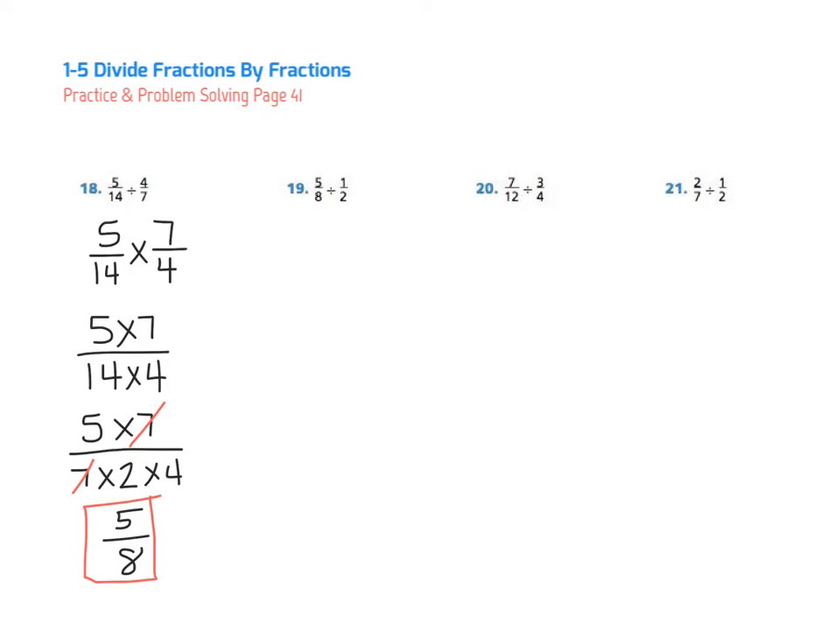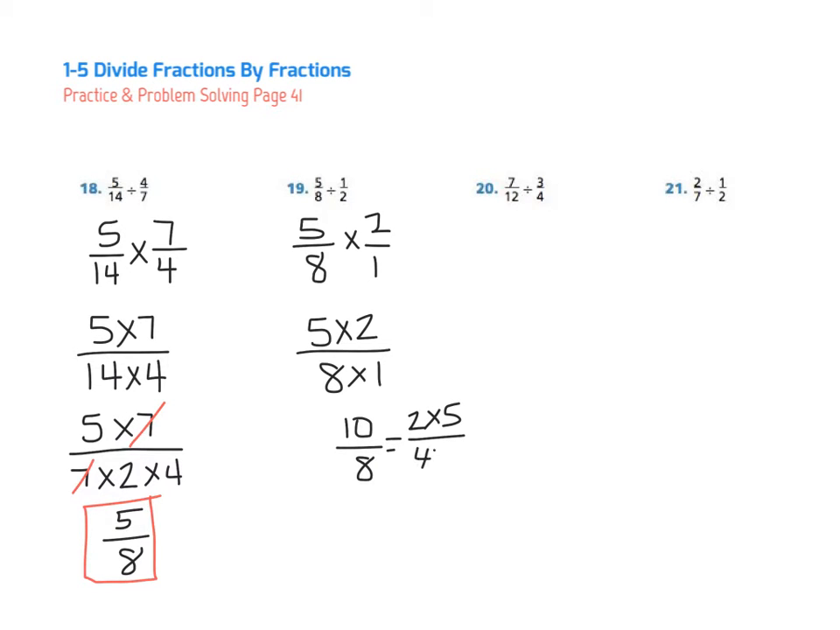Let's try number 19. 5/8 divided by 1/2. Remember, first fraction stays the same. Change divide to times. Flip the second fraction. 1/2 becomes 2/1. So I'm going to multiply my tops, 5 times 2, and I'm going to multiply my bottoms, 8 times 1. Well, 5 times 2 is 10, and 8 times 1 is 8. Both of those have a factor of 2. I can write 10 as 2 times 5, and 8 as 4 times 2. Then I can cancel my 2s, and I end up with 5/4. Leaving your answer as 10/8 is not incorrect. It's just not necessarily good form. Also, wait a minute, that's an improper fraction. I could name that as 1 1/4 also.